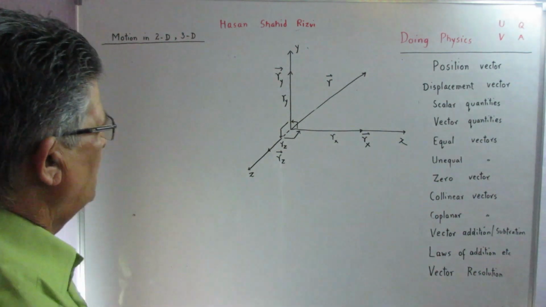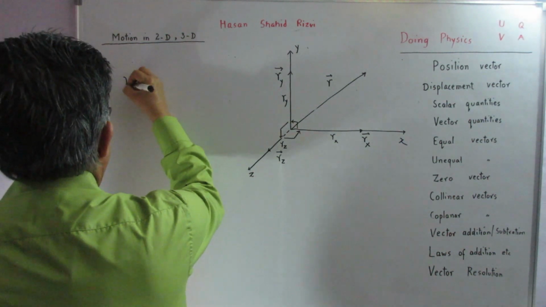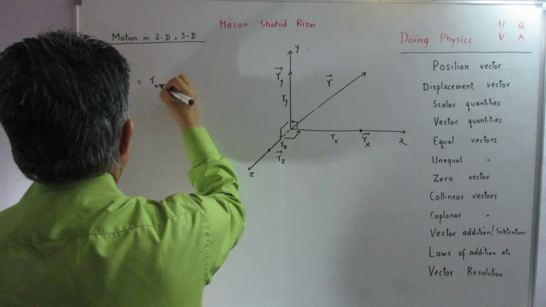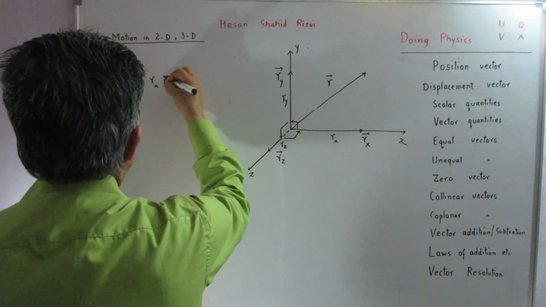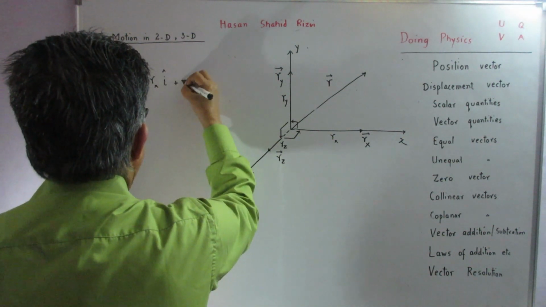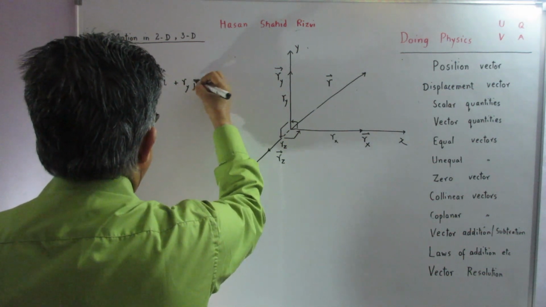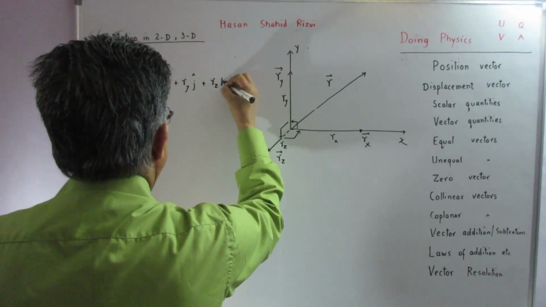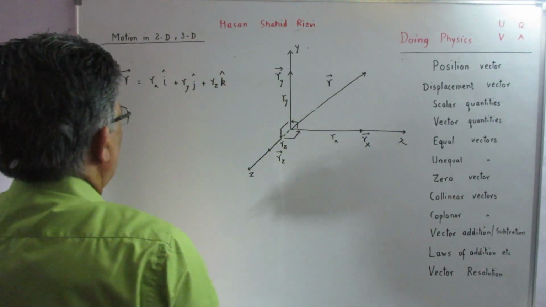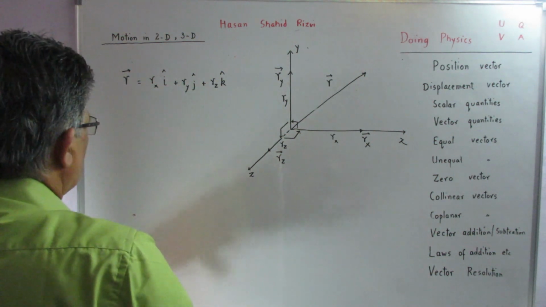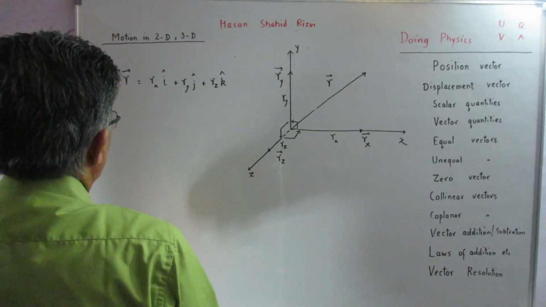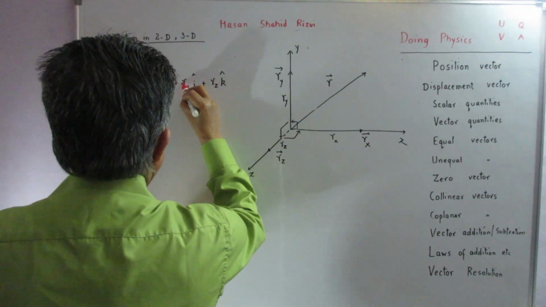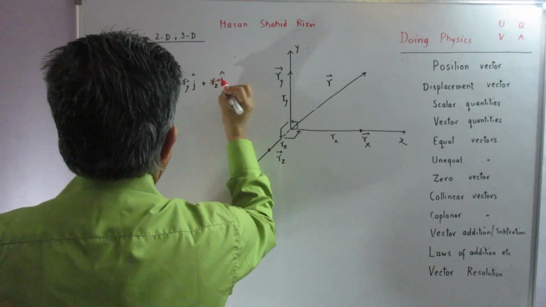So I wrote, for example, that my vector r is equal to rx, the x component, i cap, plus ry j cap, plus rz k cap, where these are the variables. I'll show you that these things rx, ry, rz may have any negative or positive values and also a zero value. They are variables.